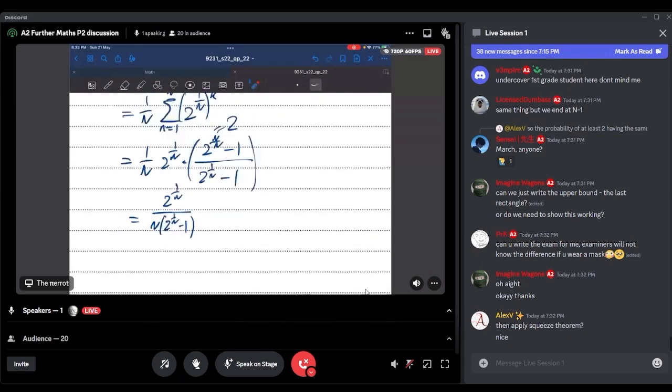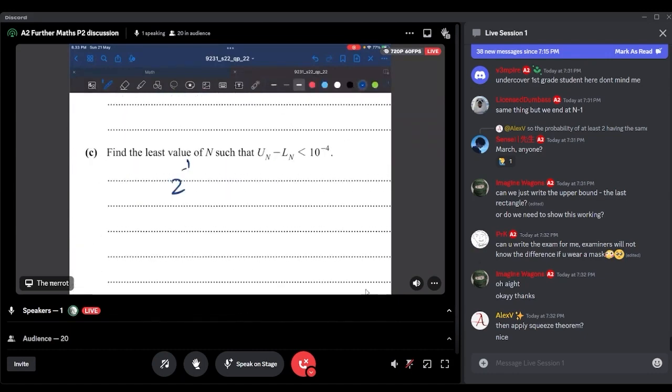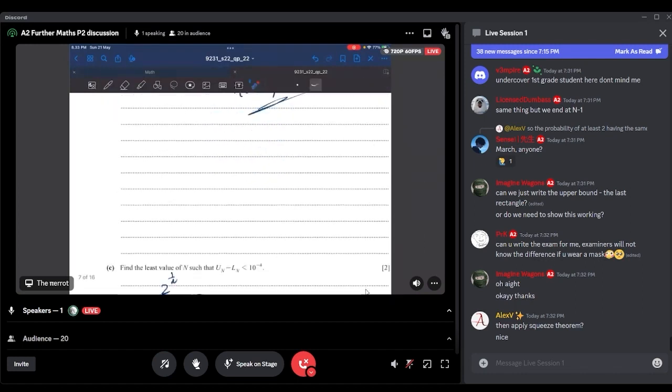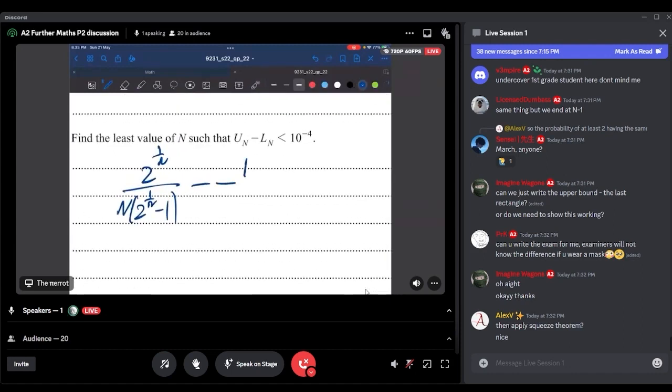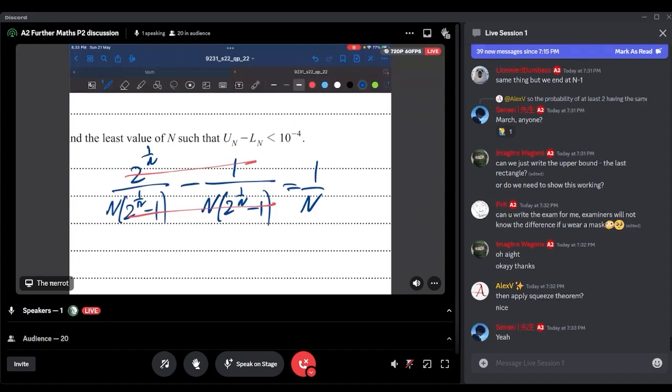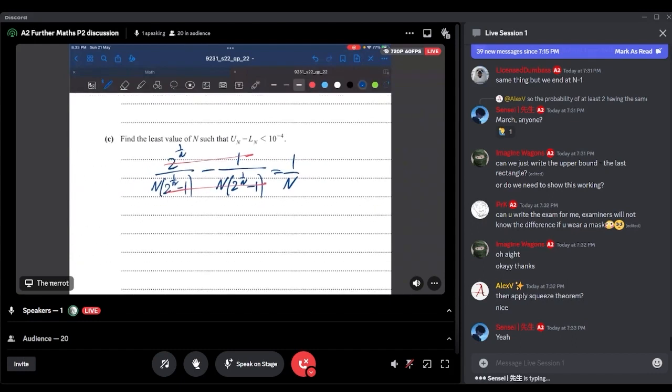Okay, so you guys remember? 2 power n, 1 over n times 2 power 1 over n minus n, minus 1, minus L_n. Well, L_n, the only difference is that the numerator is different. It's 1, while U_n has this guy. So just write it down. Okay, and if you notice, these two guys cancel here. You're only left with 1 over n. Right, can you see? Squeeze theorem? Well, there's no squeeze theorem. We don't need squeeze theorem. Okay, so we have 1 over n.